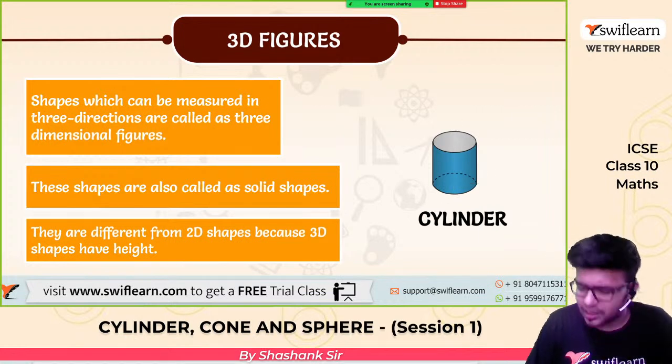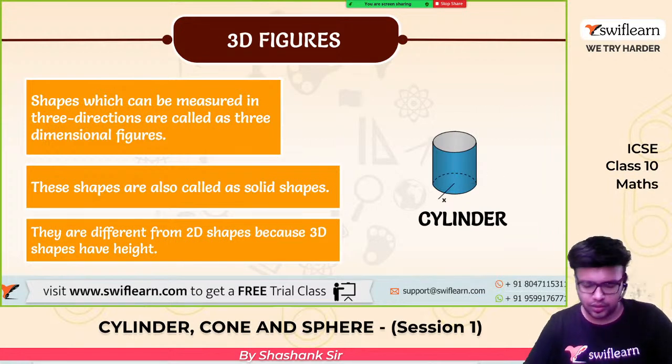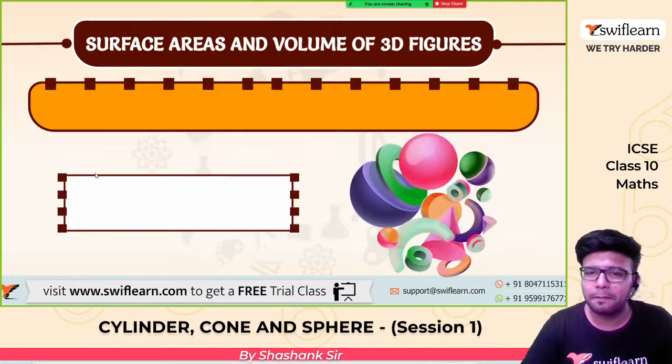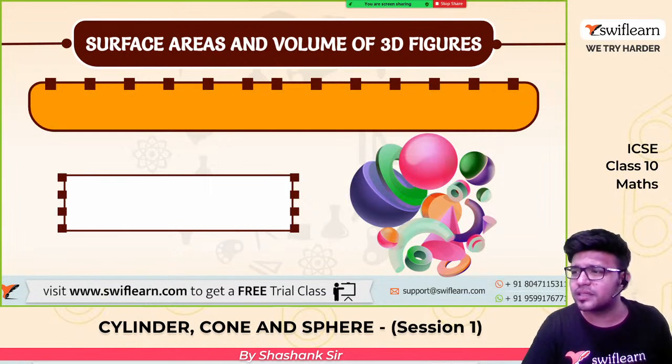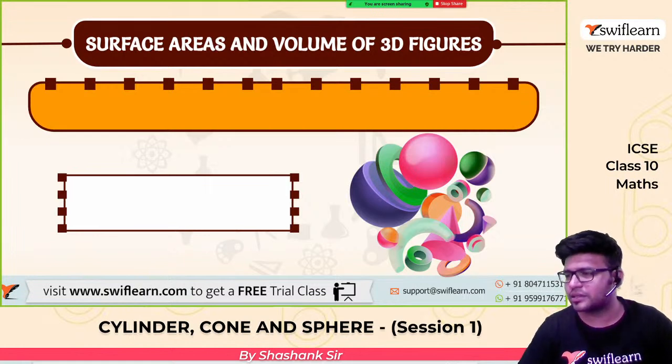Now let's take an example of a square and a cuboid. Okay, so the square has two dimensions, which are length and breadth only, and this cuboid has three dimensions, which are length, breadth, and height. Yes, so surface areas and volume of a three-dimensional figure. This we are going to learn in our today's class. What is surface area, what is volume, and all the things. Okay, we'll be learning in our today's class.